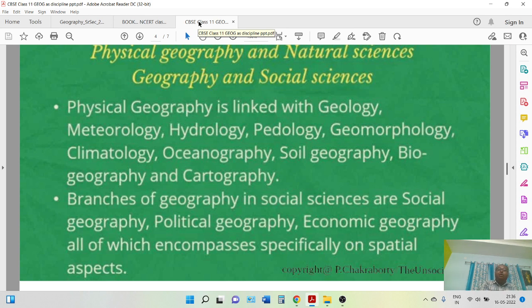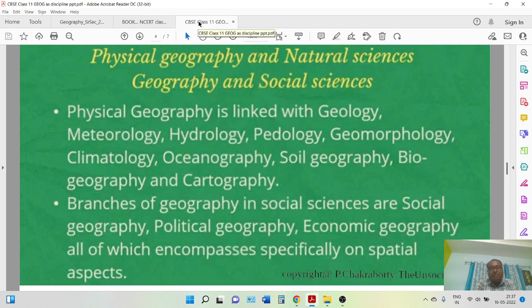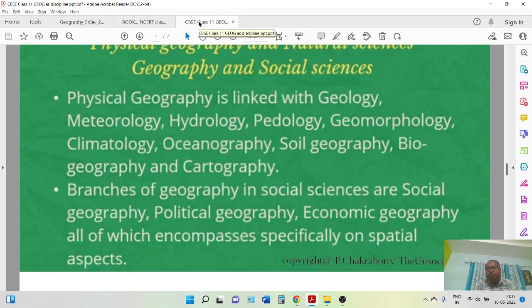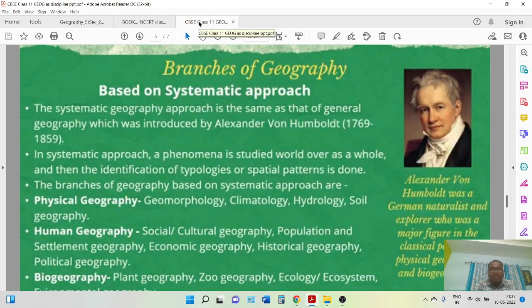So you can see the terms physical geography and natural sciences, geography and social sciences. Physical geography is linked with geology, meteorology, hydrology, pedology. Pedology means the study of soil. Okay, geomorphology, climatology, soil geography, these are the terms. They get data. Cartography. Cartography means the art of map making, M-A-P, map. How you can make maps. Okay. And we have social geography, political geography, economic geography. Okay. These topics are there in the different branches of social sciences.